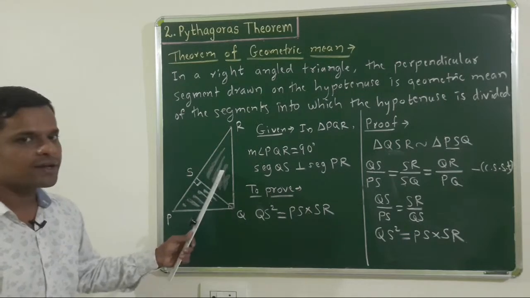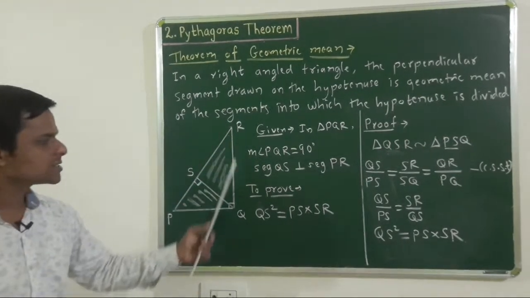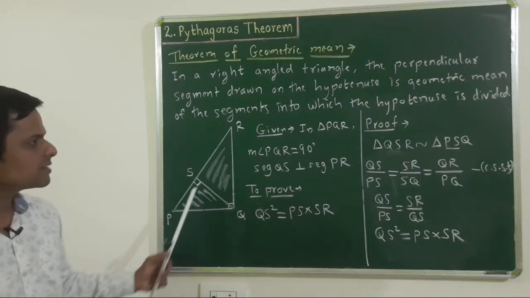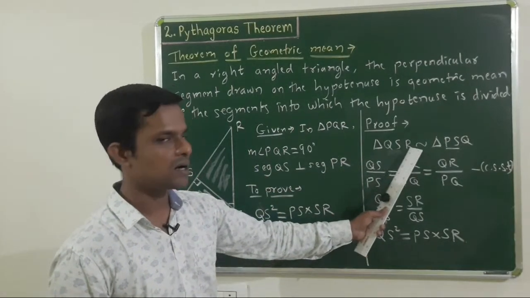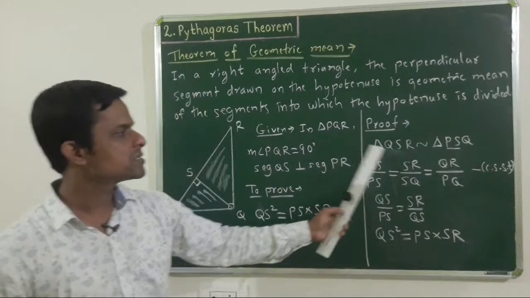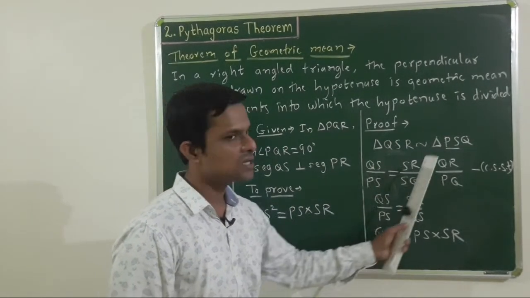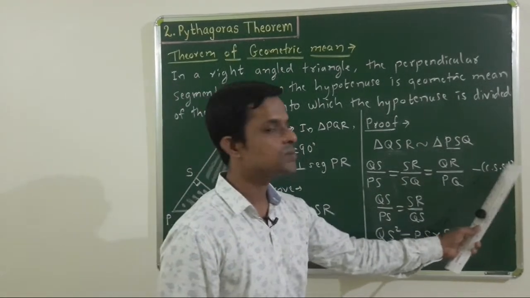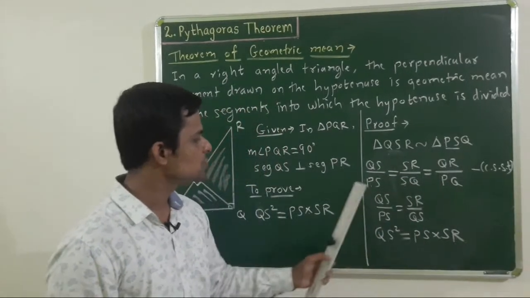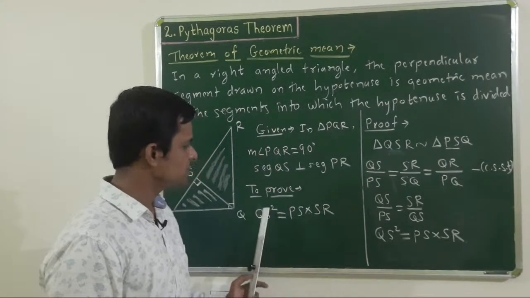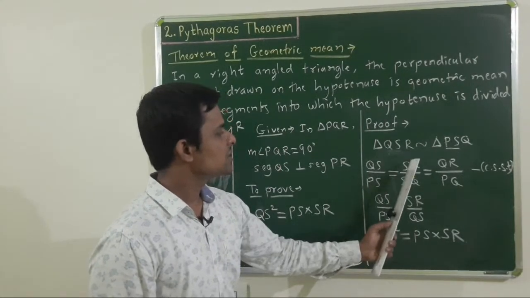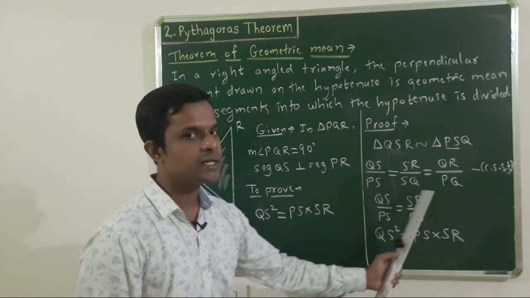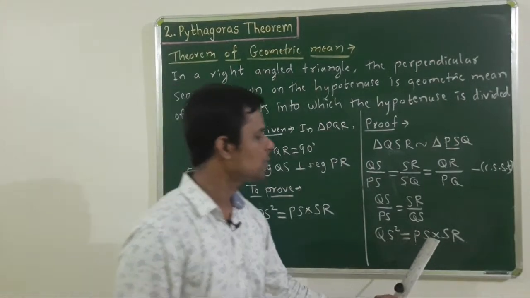Because of this altitude, this triangle is divided into two triangles, and these two triangles are similar to the original triangle and similar to each other. Now we will use this last part, that triangle QSR is similar to triangle PSQ. Since these two triangles are similar, their corresponding sides are in proportion. Out of these three ratios, we choose only two ratios containing these four sides: QS upon PS is equal to SR upon SQ, and SQ is nothing but QS, so QS square is equal to PS into SR, means QS is the geometric mean of PS and SR.